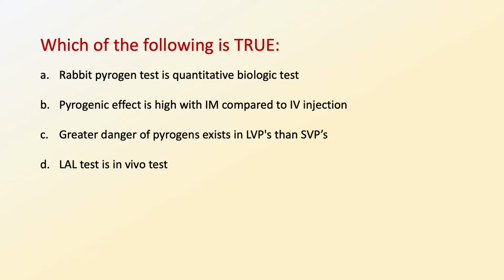So, the correct option or the correct sentence is greater danger of pyrogens exists in large volume parenterals as compared to small volume parenterals. So, the correct option is option C.